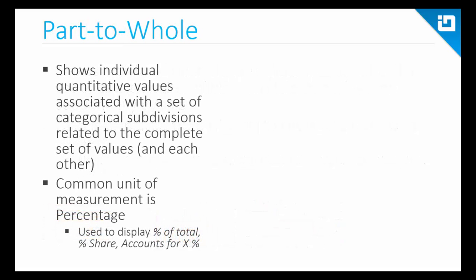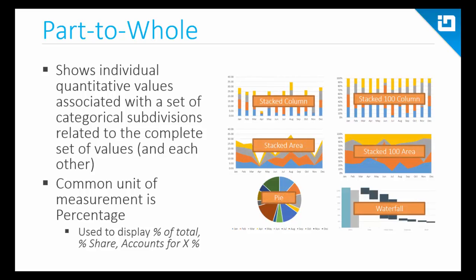Part to whole, we talked about these a little bit earlier when we talked about pie charts, but there's other ways to display part to whole. Part to whole shows individual quantitative values associated with a set of categorical subdivisions related to the complete set of values against each other. So when I look at a pie chart, I have 100%. When I looked at a stacked column, I have a total percentage based on a category X value. If I have a stacked 100, I'm looking at 100% of that value within my range.